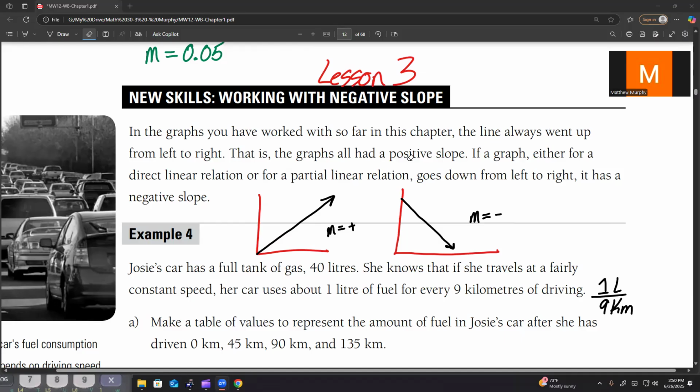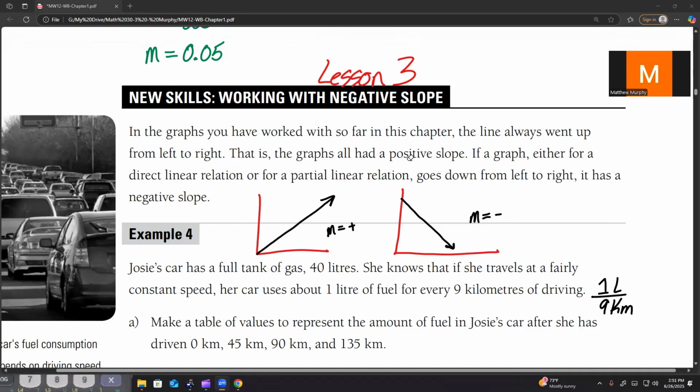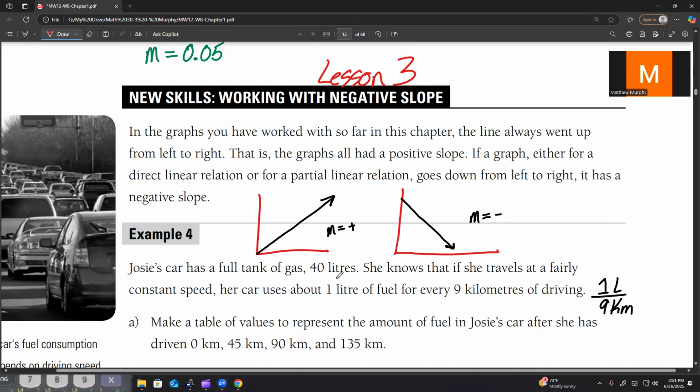Okay, this is lesson 3, working with negative slope. So in the graphs you have worked with so far in this chapter, the line always went up from left to right. That is, the graphs all had a positive slope. So everything looked like this graph here, up to the right. And the number was always positive. And remember, m equals slope.